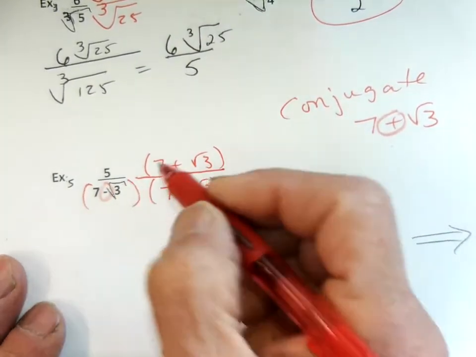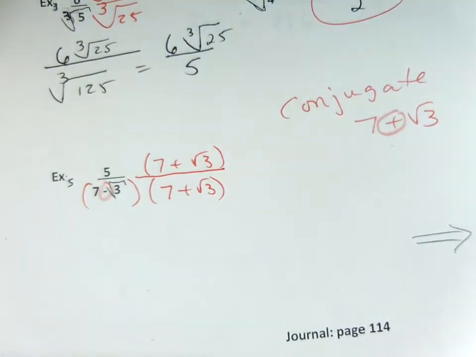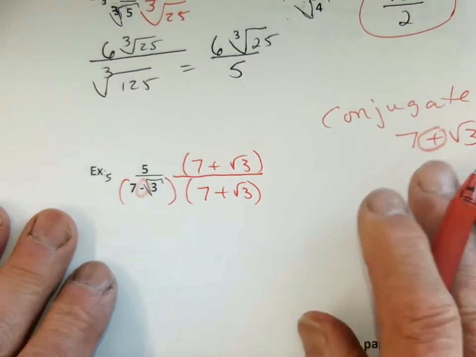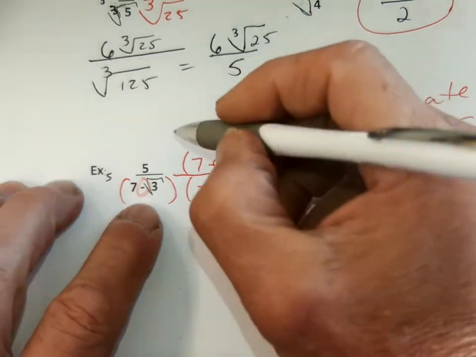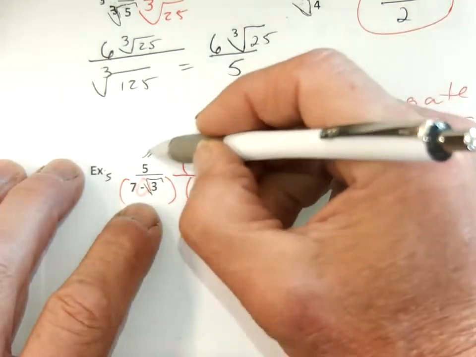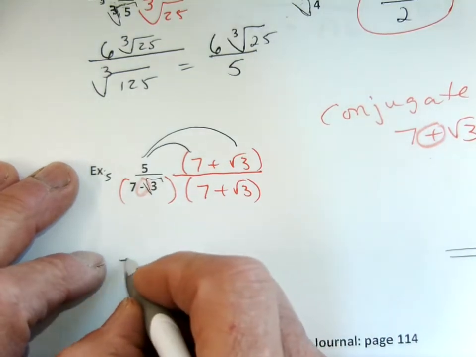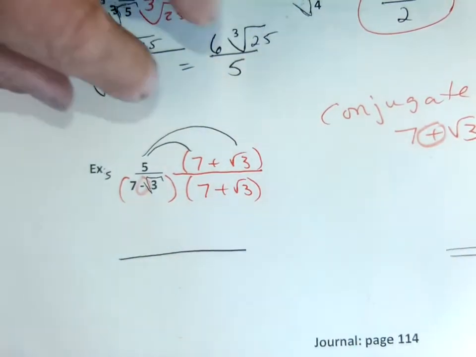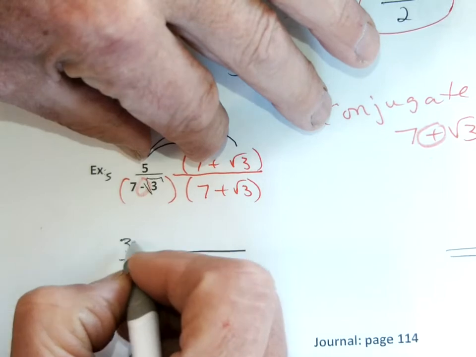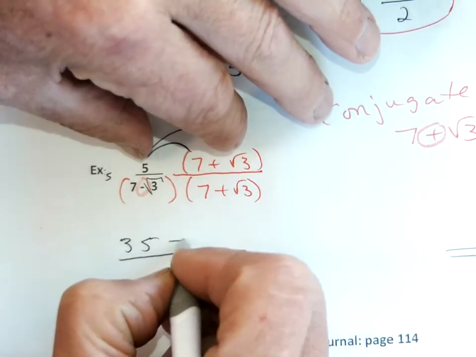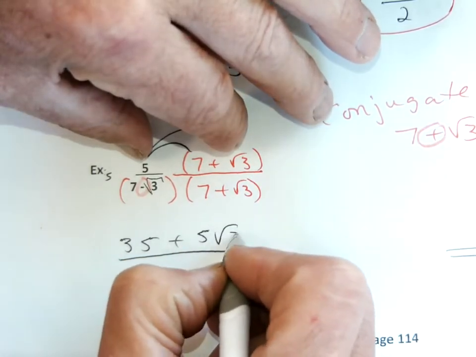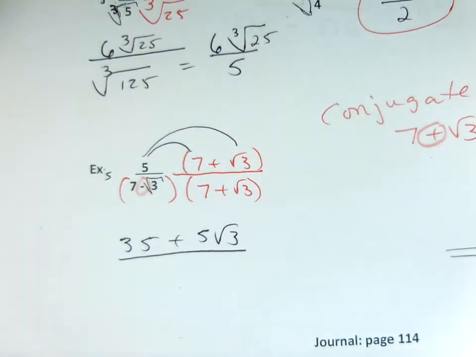Okay, let's see. This is going to work, but we're going to take some patience to get there, okay? And I'll go slowly to do it. Well, I'm going to go 5 times 7 and 5 times the square root of 3 on the top. So the top part of my fraction, the numerator, is going to be 35 plus 5 square root of 3, okay? So far, nothing. But I need to multiply. So I multiplied by the conjugate.